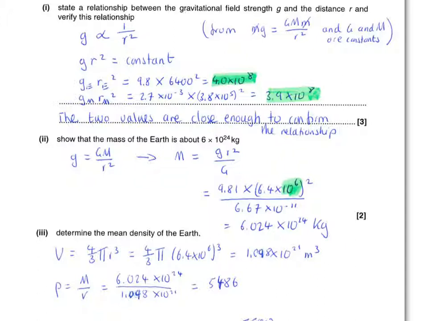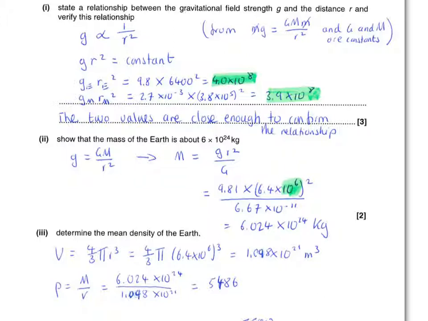g r squared upon G, or we could of course just throw the numbers in, 9.81, 6.67 times 10 to the minus 11, and M's what we're trying to get, radius of 6.4 times 10 to the 6 squared, and we very quickly can rearrange that and get to a mass of 6.02 times 10 to the 24.